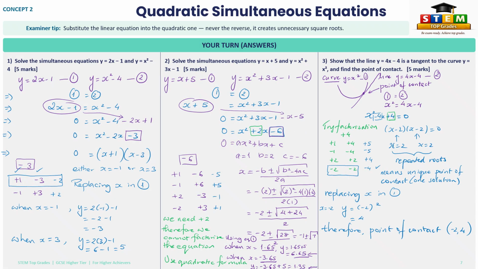Quadratic simultaneous equations, the answers. Now you had a go at those questions, so I brought my answers onto this slide for you to compare with them. Hopefully you will have gone through all of them correctly. And if there's any problem, I hope these answers are clear enough for you to be able to solve your problems on that slide. Okay, so let's move on now to the next slide for the next concept.